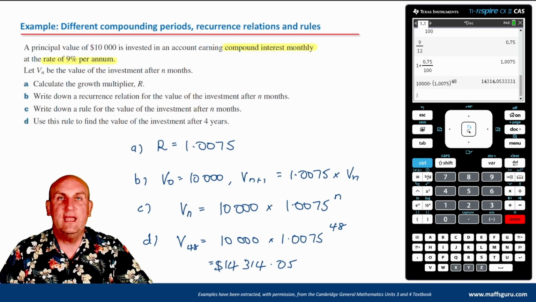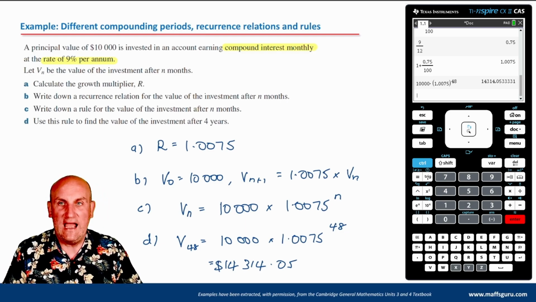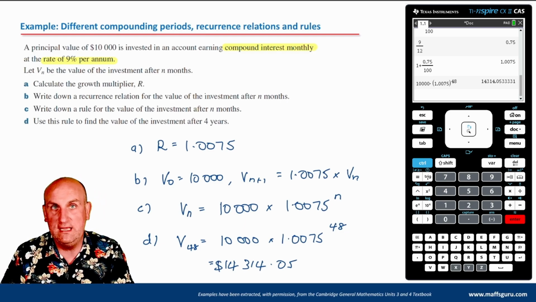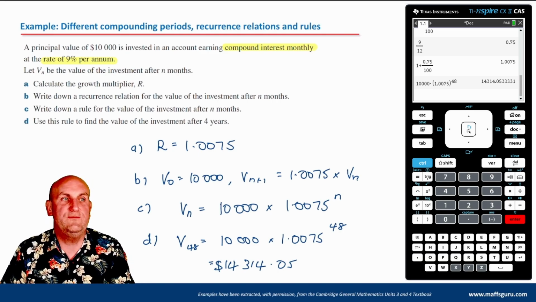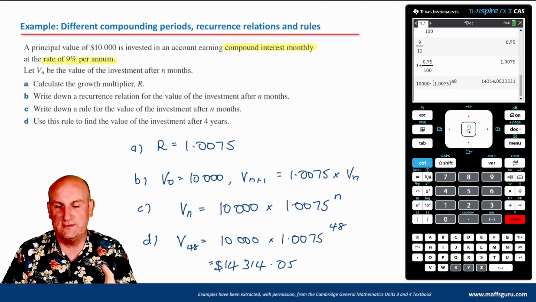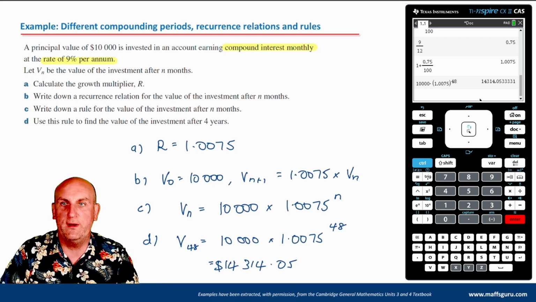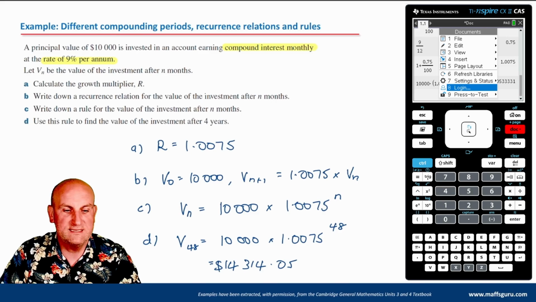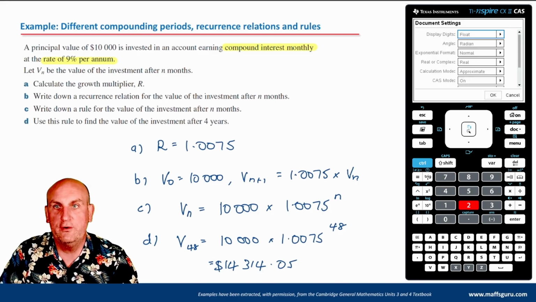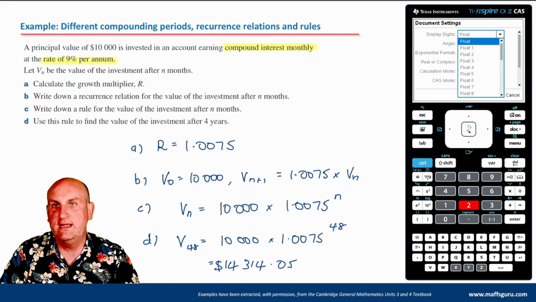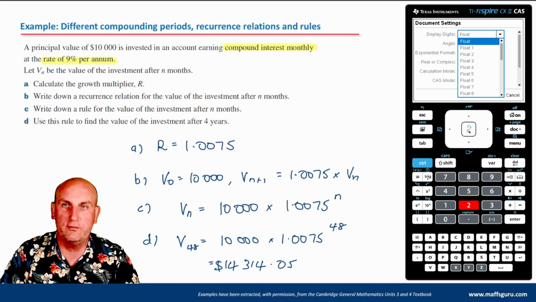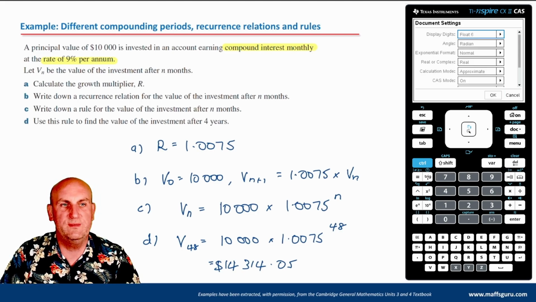$14,314.05. Now a lot of people say, do I need to round? Yes, absolutely you need to round because it's money. Always round to what it gives you, and if it doesn't give you, as it did in this situation, money always has 2 decimal places. Now, a word of warning, guys, if you are using the TI Inspire, click Doc, hit 7, hit 2 to go to Document Settings. Make sure your calculator is on float, not float 1, 2, 3, 4. For some reason, float 6 seems to be a fabulous one.